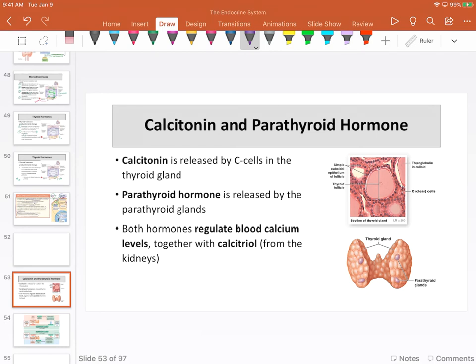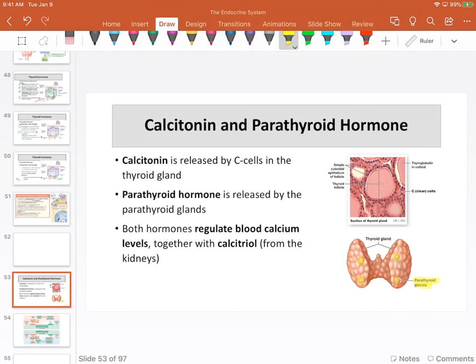The thyroid gland is responsible for the release of another hormone called calcitonin. In addition, if you flip the thyroid gland over, on the back you'll actually find four little sections that are their own gland. They're kind of hitching a ride on the thyroid gland, but they actually are their own separate glands, and they're called the parathyroid glands.